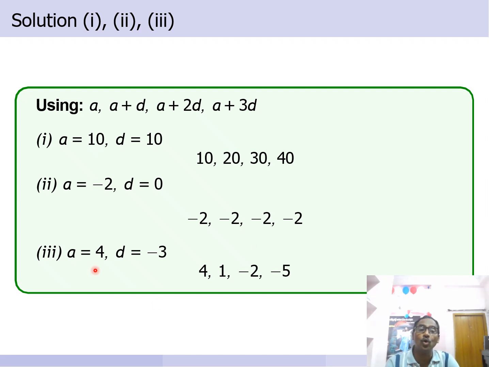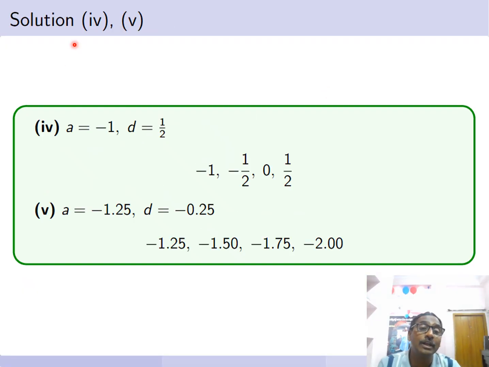Next, A equal to 4, D equal to minus 3. So A is 4, D is minus 3, means 4 plus minus 3, 4 minus 3, 1. Next, 4 plus 2 times minus 3. Next, 4 plus 3 times minus 3. You are getting 4, 1, minus 2, minus 5. This is an arithmetic progression. All these are arithmetic progressions.